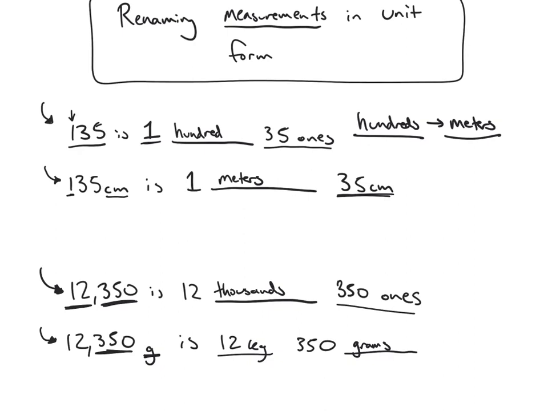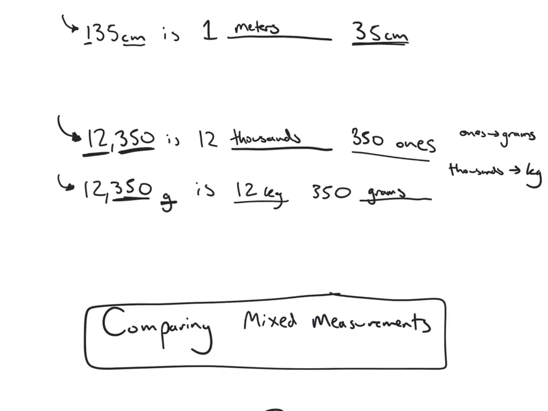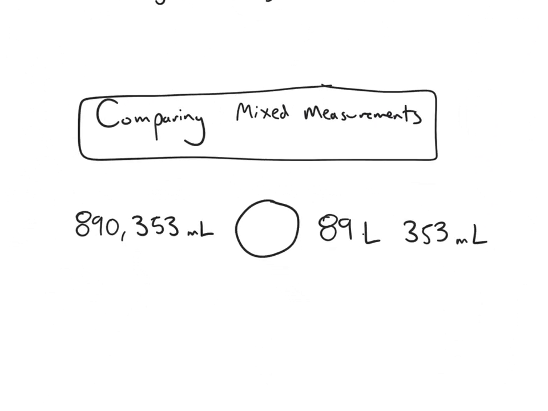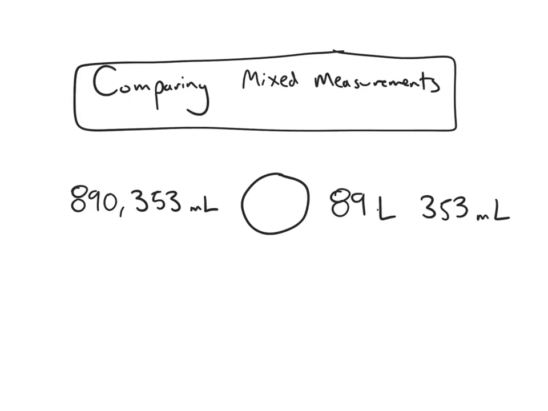So here we see the connection between ones and grams, and thousands and kilograms. And this relationship is helpful when we're doing all sorts of different things with metric measurement, and it also helps solidify our understanding of place value. So let's keep working with these relationships to see if we can use them to compare some different measurements here.